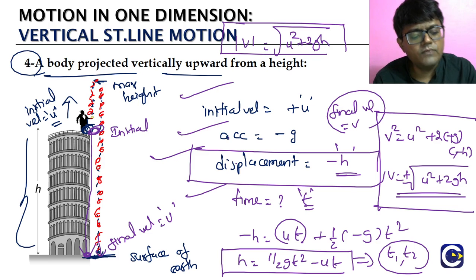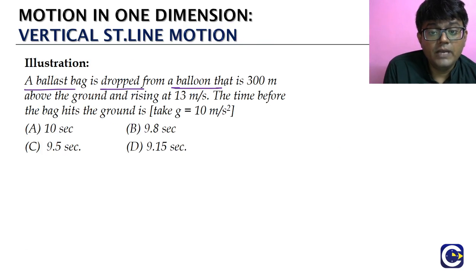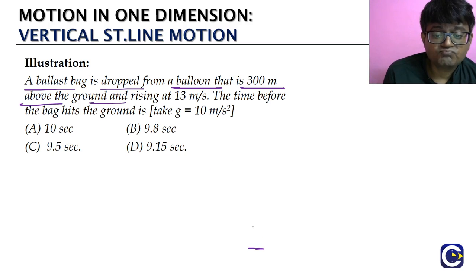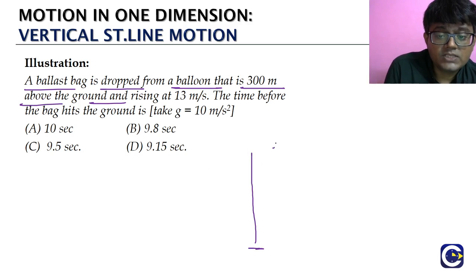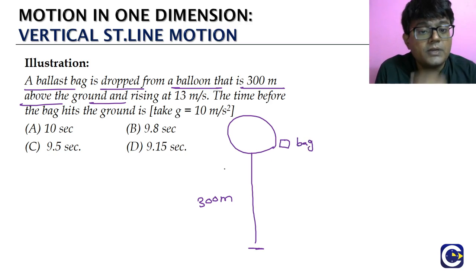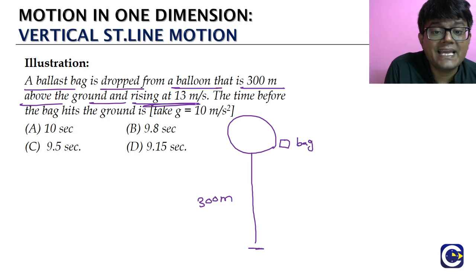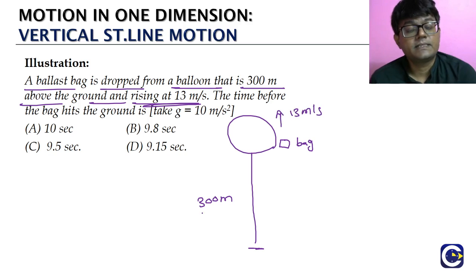Now what we'll do is we'll look at some sample questions on this. A ballast bag is dropped from a balloon that is 300 meters above the ground. So we have the balloon which is already 300 meters above the ground. This is the bag. The bag is basically dropped from the balloon which is 300 meters above the ground and rising at 30 meters per second. Means the balloon is rising at a 30 meters per second speed.